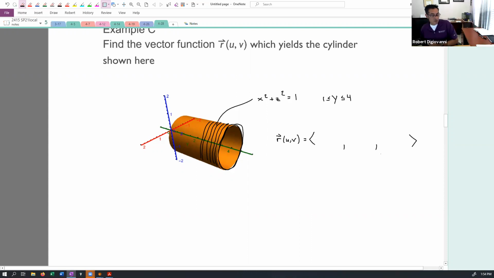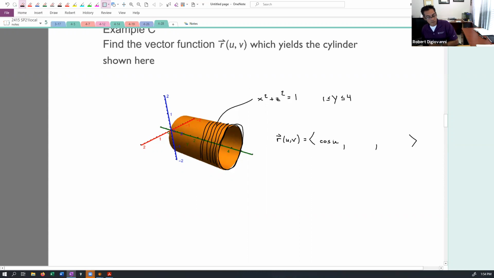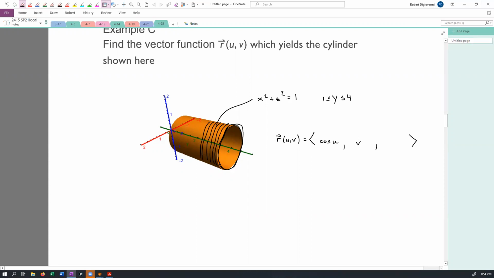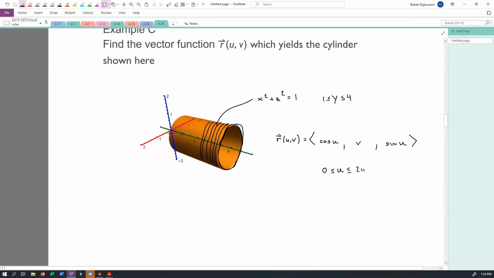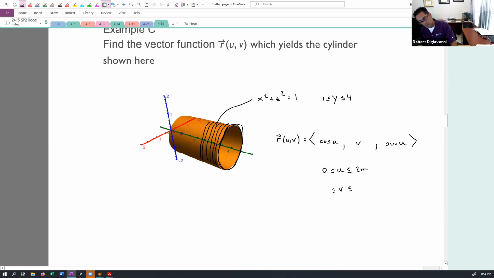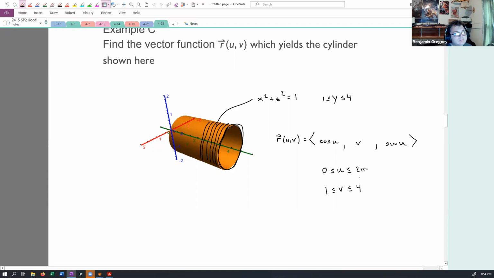Okay, so you said you want your x to be cosine of what? U. Okay. And your y component to be what? V. Okay. And your z component to be? Sine of u. Okay. What do you want your restriction on u to be? 0 and 2 pi. Okay. And what do you want your restriction on v to be? 1 to 4. What do y'all think? It's going to work? I mean, I thought the same thing. Yeah, this is going to work.